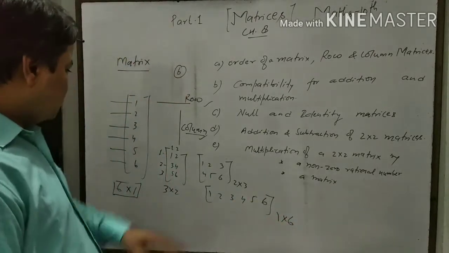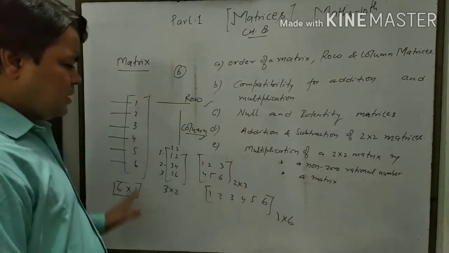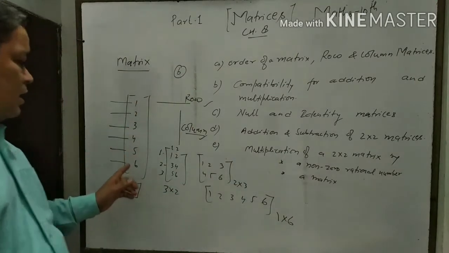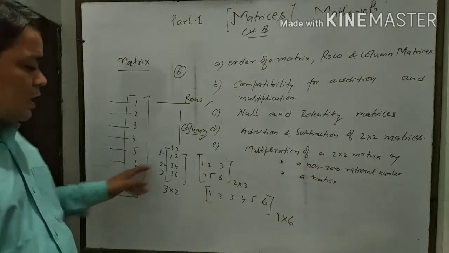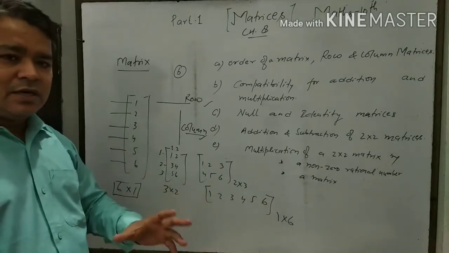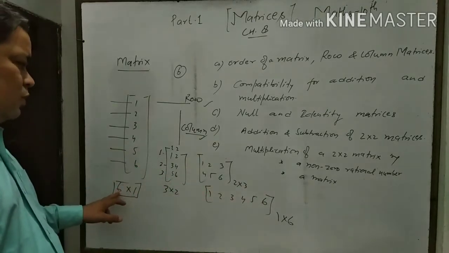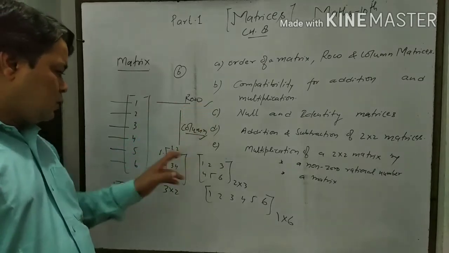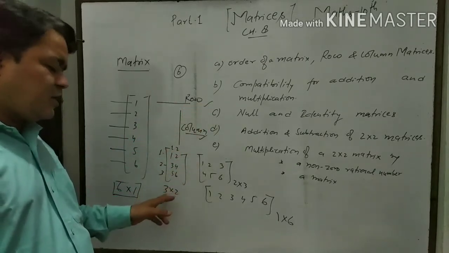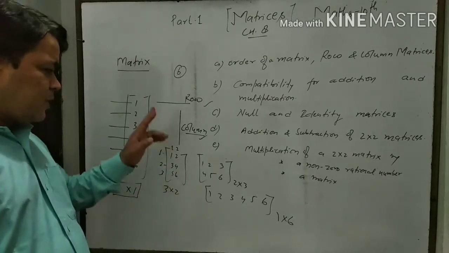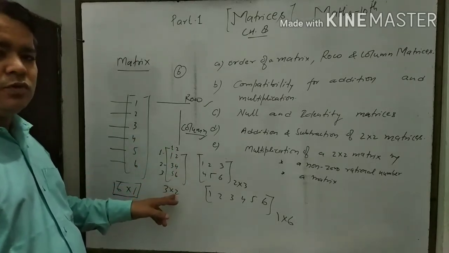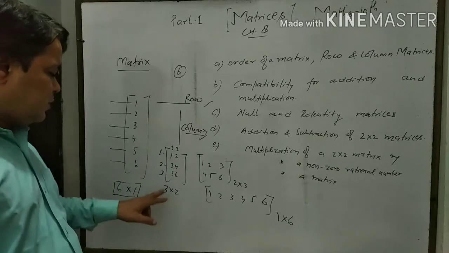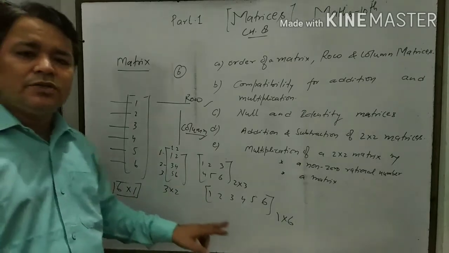According to the arrangement of the numbers, the order will change. In order, first we write the row, then the column. First we write row, the horizontal line. So how many horizontal lines here? That is 3. And how many vertical columns? 2. The order of this matrix will be 3 by 2.